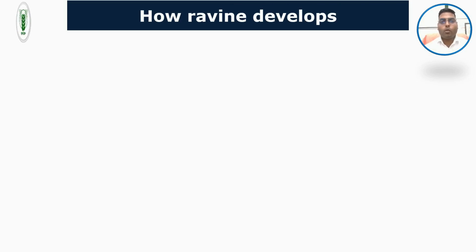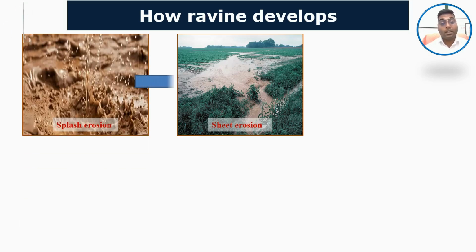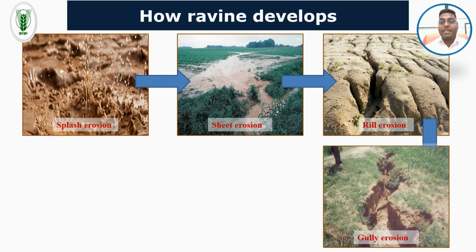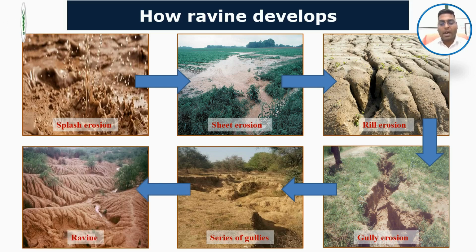Now we will come to know how ravine develops. The development of ravine is a gradual but a destructive process. It begins with splash erosion, followed by sheet erosion that removes the top soil. As runoff continues, small channels or rills are formed which eventually deepen into gullies. When several gullies join and expand laterally and vertically, they form large, deep ravines. Hence, the ravine is the final expression of unchecked soil erosion.